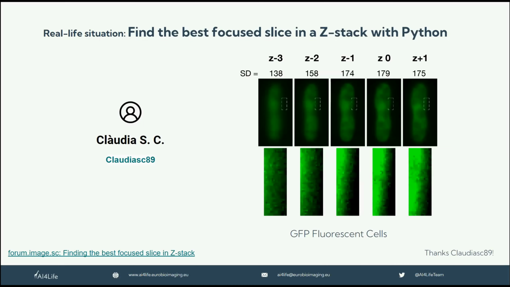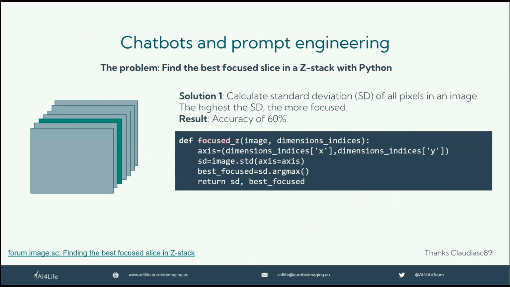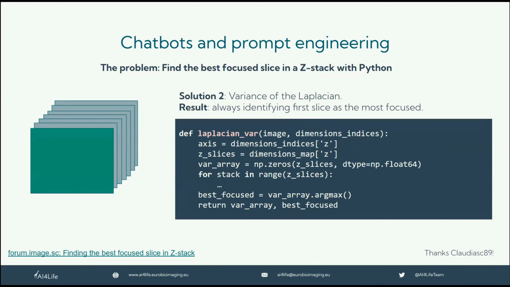And she posted the question and she found some solutions for this. The first solution she found was to calculate the standard deviation of all the pixels of the image and take the one with the highest standard deviation, which was the more focused. But the problem that she faced was that this gave her almost 60% accuracy. So she kept looking for different solutions, and she found that another way to do it was with the variance of the Laplacian. The problem with this, she tested it and it always gave her the first slice as the more focused.